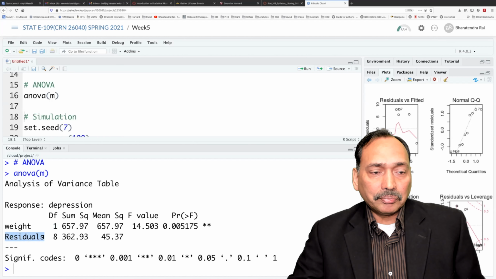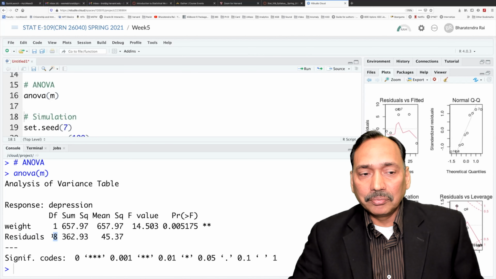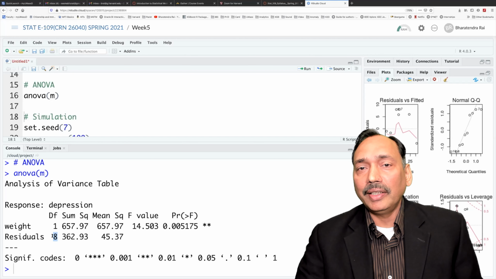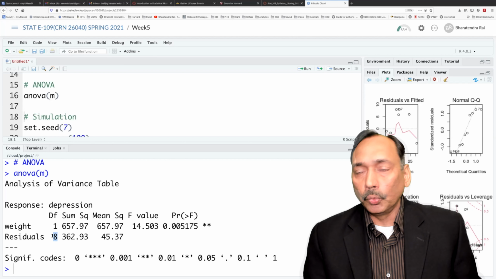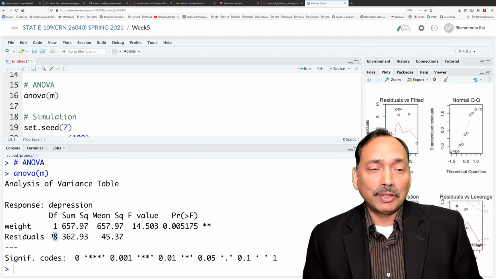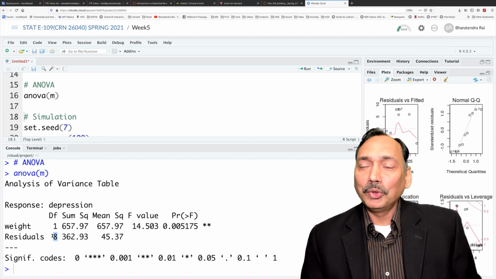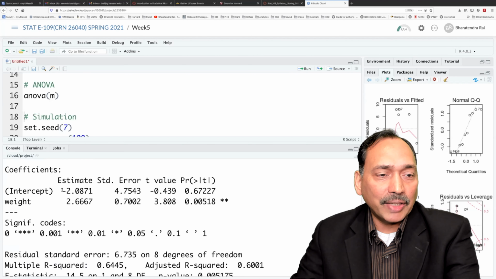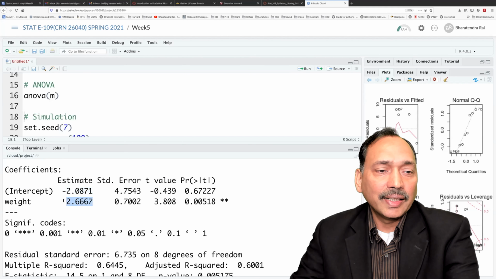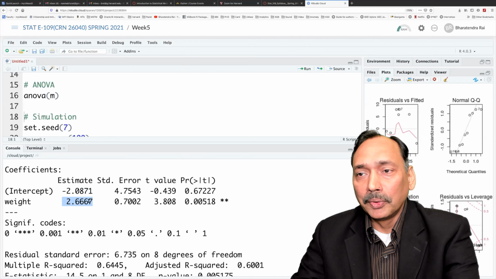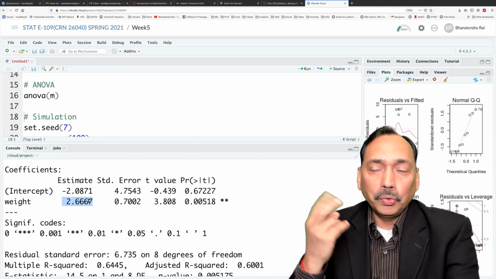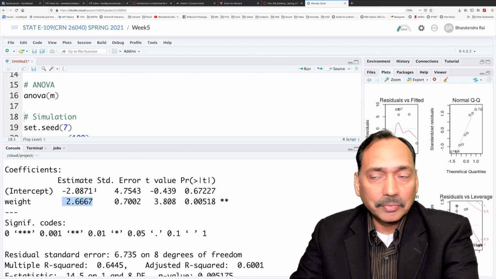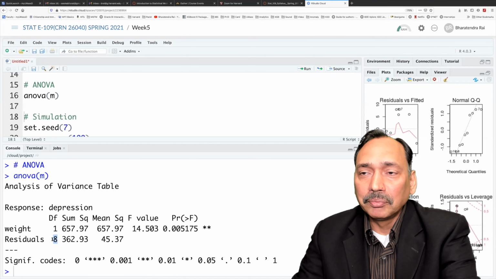Residuals or errors have degrees of freedom of 8. So how is it calculated? It is calculated as sample size minus 2. Somebody may say, why 2? Why not 1 or why not 3? It's 2 because in our regression model, we have two parameters that we are estimating. One is the intercept, the other is the slope. So whenever the number of parameters to be estimated is 2, we have to subtract 2. So 10 minus 2 gives you 8.